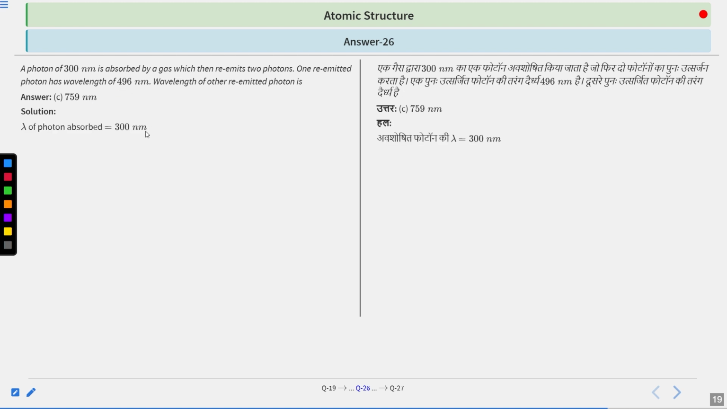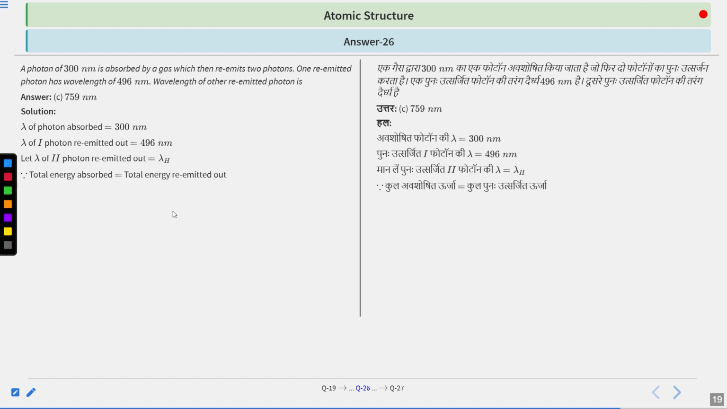So what is the wavelength of the photon that is being absorbed? It is 300 nanometer. And the first photon emitted out is 496 nanometer. Let us assume the wavelength of the second photon that will be emitted is lambda h. So, applying simply the law of conservation of energy, the total energy that is absorbed will be the total energy that is re-emitted out. Very simple to analyze.